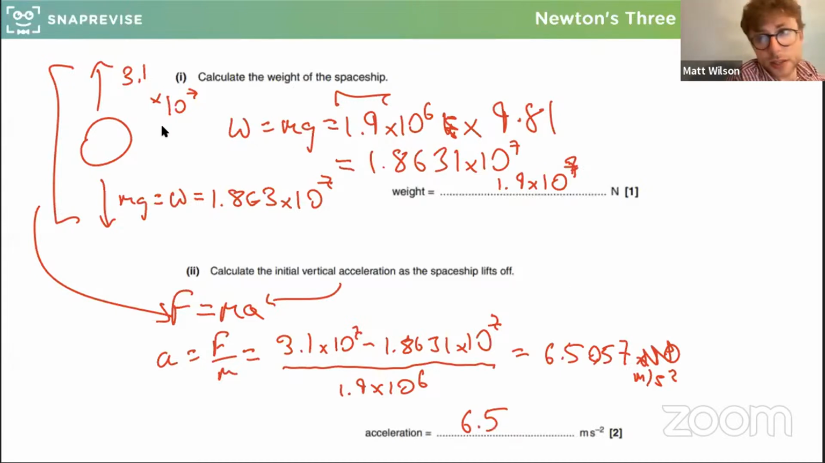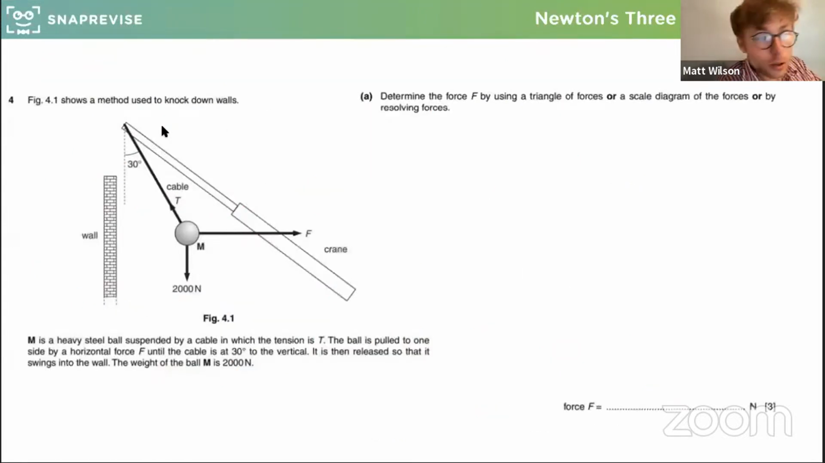Good. Hopefully that is making sense. We're now ready for the... Oh, no, we're not doing the second half of the question yet. We have another question. And this is a good one, partly because it will force us to acknowledge something about exam questions. Okay. Figure 4.1 here shows a method used to knock down walls. Okay, so we have a crane, we have a wall, we have this object, and the object has been given a free-body diagram.